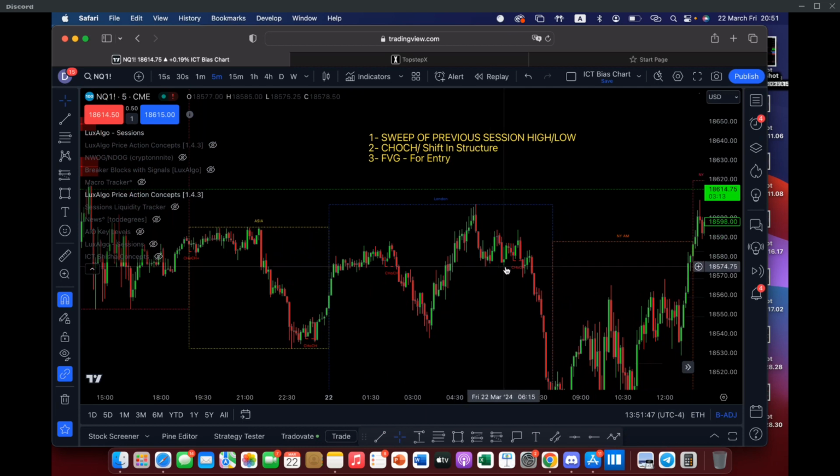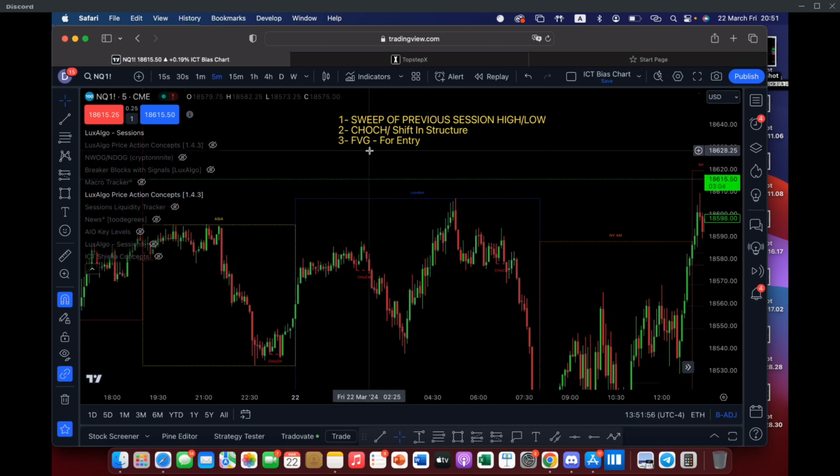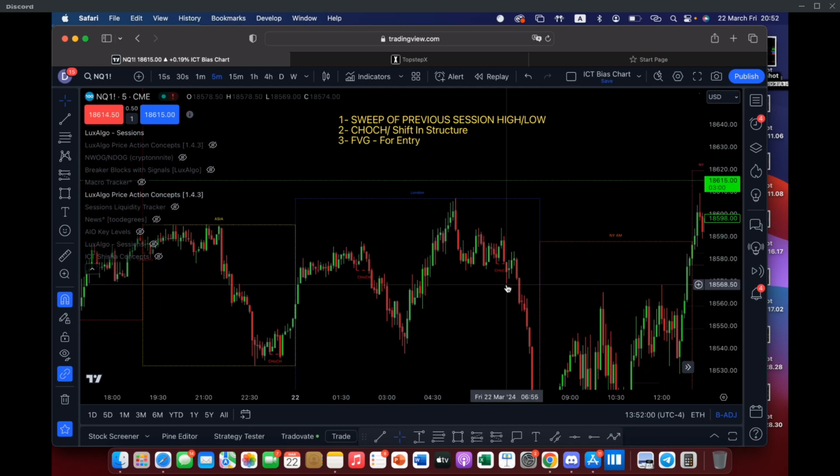Excellent. Break of these lows, we broke it very strongly, very displaced. Excellent, something you want to see. These kind of moves are usually sponsored by institutions, right? But we still don't enter. We wait for FVG. Why do you wait for FVG?